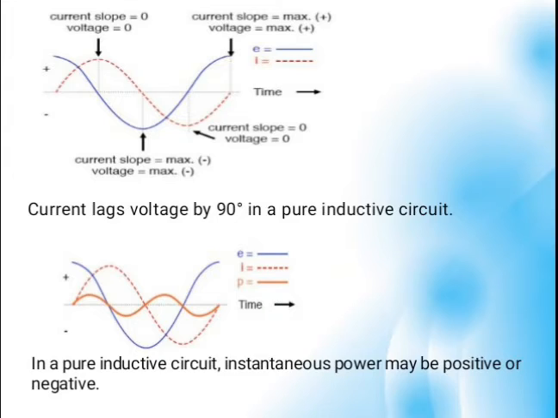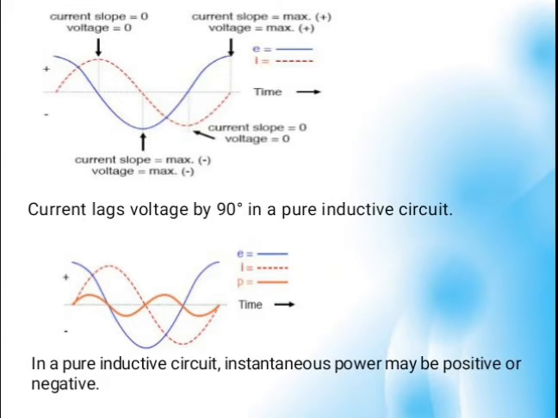Things get even more interesting when you plot the power for this circuit. In a pure inductive circuit, instantaneous power may be positive or negative because instantaneous power is a product of the instantaneous voltage and the instantaneous current, P equals IE. The power equals 0 whenever the instantaneous current or voltage is 0. Whenever the instantaneous current and voltage are both positive, above the line, the power is positive. As with the resistor example, the power is also positive when the instantaneous current and voltage are both negative, below the line.